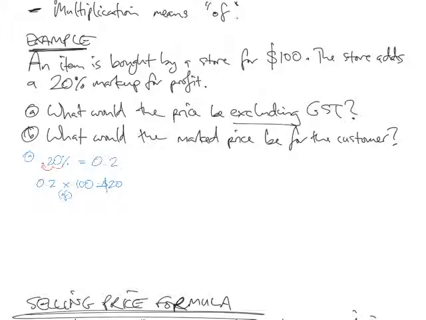So what would the price be excluding GST? The GST exclusive price is going to be $120.